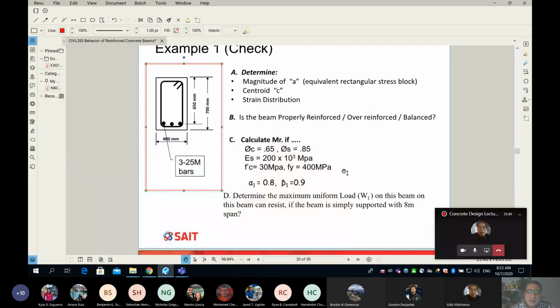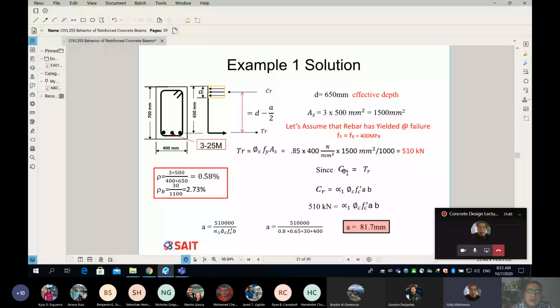Okay, so let's move on and show you how we do the magic of determining whether the beam is properly reinforced, overly reinforced, or balanced failure. Now, guys, very important, the diagram that you can see. On the left side, you still see exactly my beam. However, on the right side, you see something called a stress diagram.